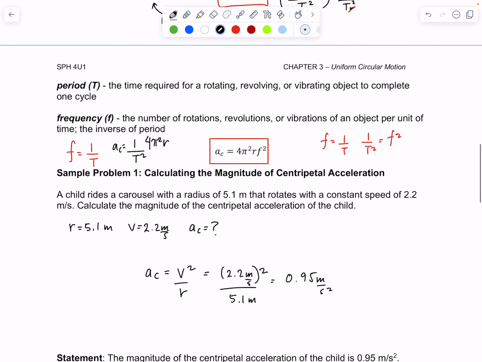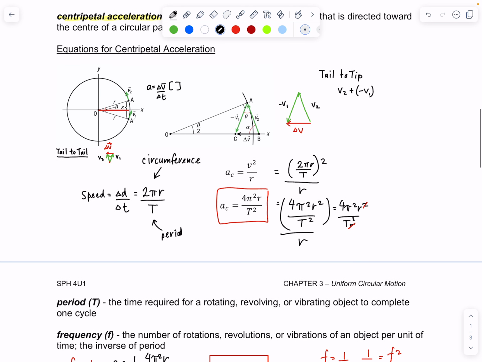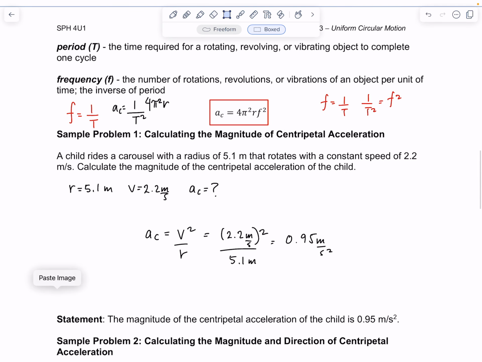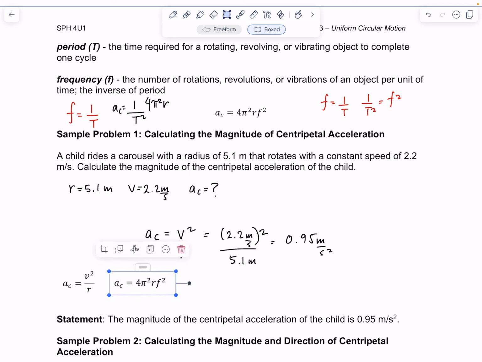So remember, we have two equations for centripetal acceleration. The first one looks like this. And the second one looks like this. Both of these can be used to find centripetal acceleration.